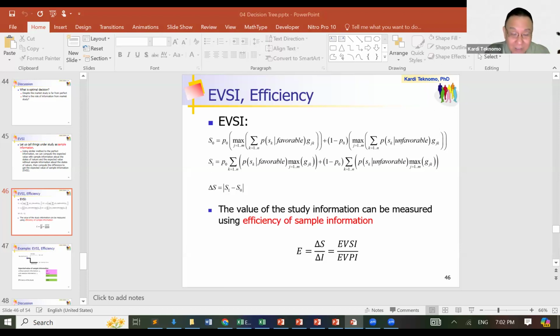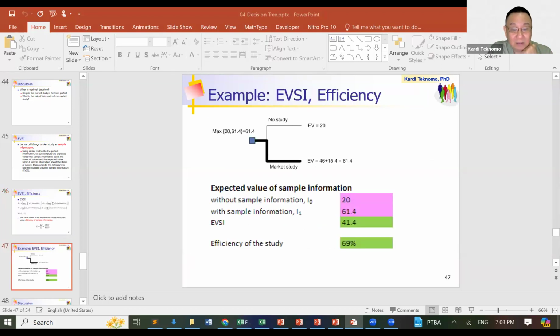The technique is exactly the same as EVPI, but now you have the value whether this is favorable or not in the market study. From there, you can also compute exactly the same with this S1 minus S0. And if you divide delta S, the EVSI, by the EVPI, you get the efficiency. So this is the EVSI.